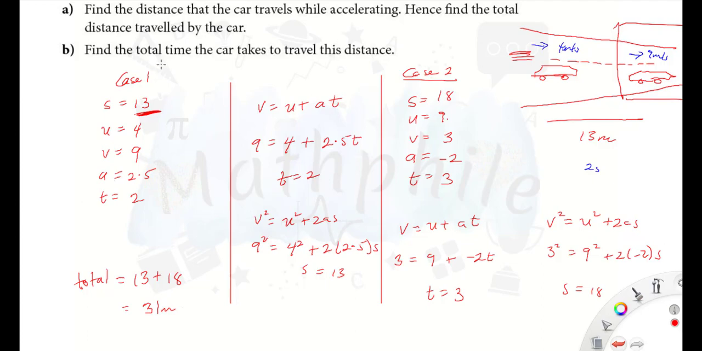Similarly, find the total time it takes the car to travel this distance. The total time it is going to take the car to travel this distance is 5 seconds. Interesting. So that is 5 seconds. Now I can make things more interesting. Then I'll be like, sketch a velocity time graph. So sketch a velocity time graph for the motion. I'm adding it to the question.